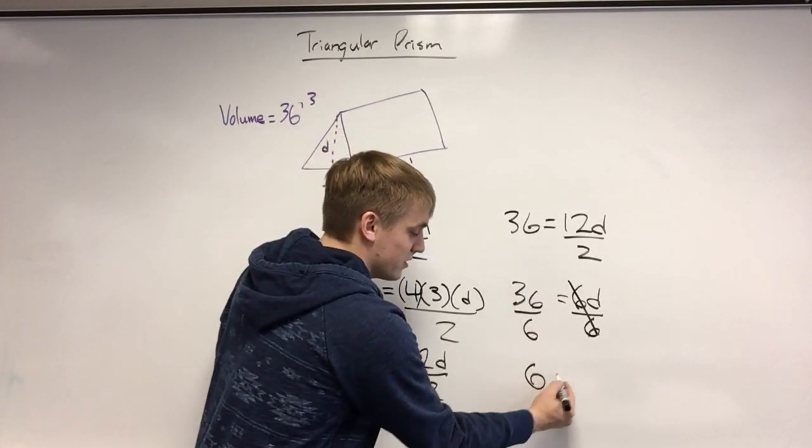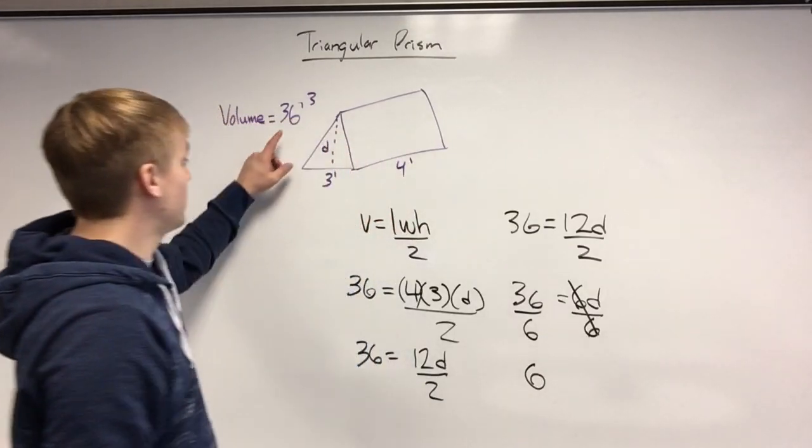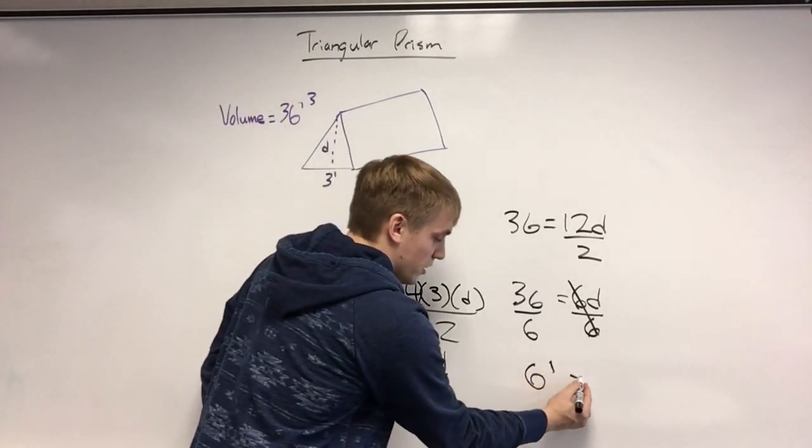36 divided by 6 is 6. In this case, the label is feet. So 6 feet equals D.